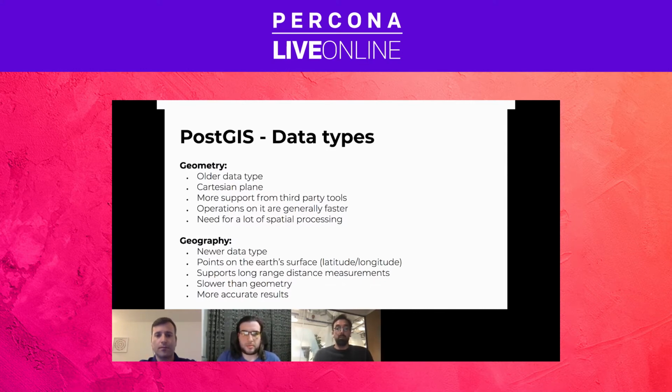The other data type is geography. It is a newer data type that supports long-range distance measurements, but most computations on it are slower than they are on geometry. It assumes that your data is made up of points on Earth's surface, specified by latitudes and longitudes. Geography type will give you more accurate results than geometry, especially over long distances. And with this data type, you don't need to learn much about planar coordinate systems. Geography is generally best if all you care about is measuring distances and lengths, and you have data from all over the world.